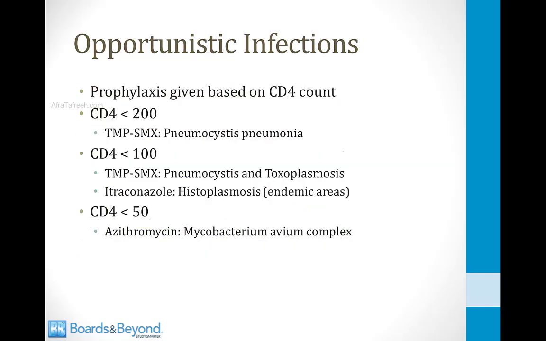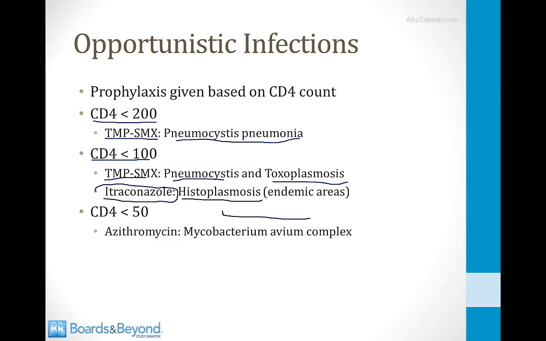or AIDS. We give antibiotic prophylaxis for certain opportunistic infections based on the CD4 count. When the CD4 count falls below 200, patients are at risk for pneumocystis pneumonia, and this is when TMP-SMX is administered because it lowers the risk of pneumocystis. Below 100, we continue the TMP-SMX not only for pneumocystis but also for toxoplasmosis. In addition, in patients who live in endemic areas where the risk of histoplasmosis is high, itraconazole will also be administered. And remember, histoplasmosis occurs in the Mississippi and Ohio River valleys.